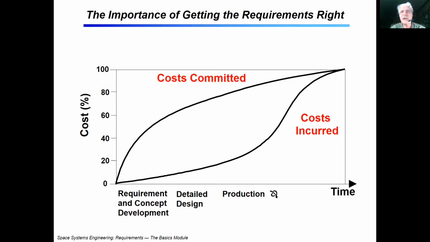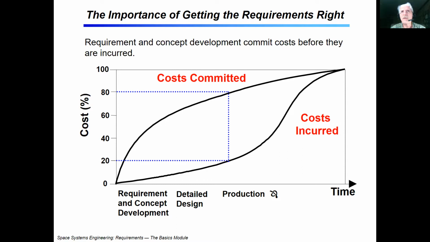Now, when costs are committed is relatively early in the project relative to when you actually charge those costs. That's what this plot shows: early in the project you may not have incurred more than 20% of the costs, but because of the way that you have developed your design, you've committed more than 80% early on, even though you may not have expended those. So that has implications in terms of what your requirements will drive later on in the timeline.